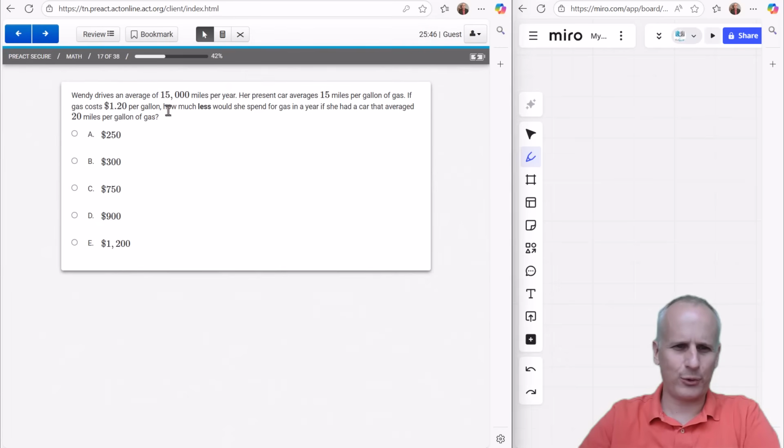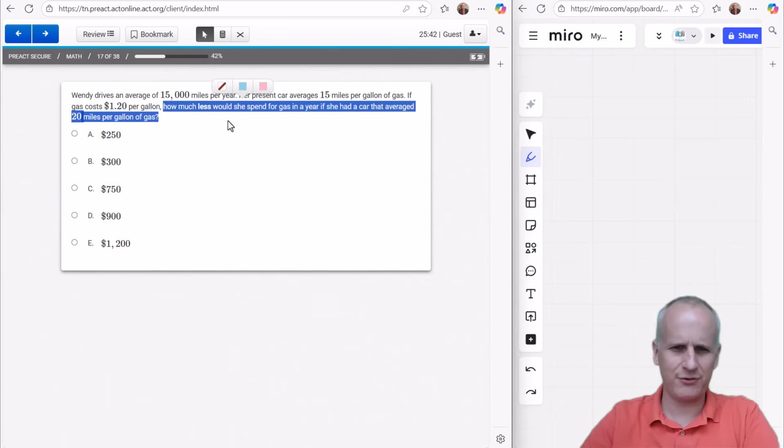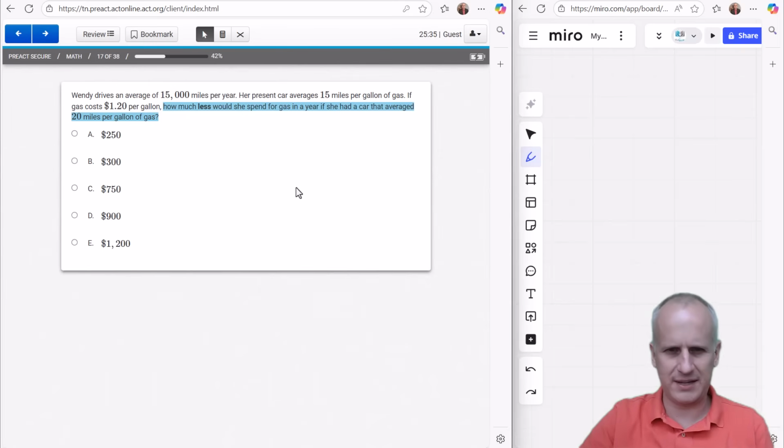We are being asked how much less would this person spend for gas in a year if she had a car that averaged 20 miles per gallon. Again, I just have to avoid that goofy thing that keeps popping up. On the actual exam, hopefully that does not occur, but it could happen on your practice exam as well. It's just modern technology giving us things that we don't necessarily want.